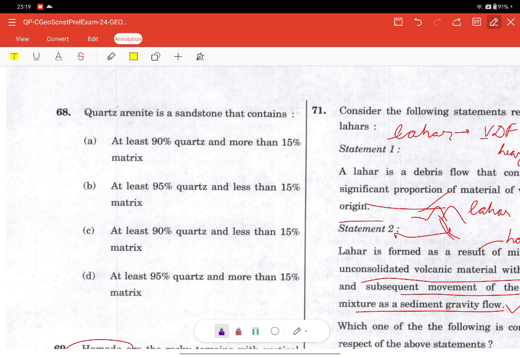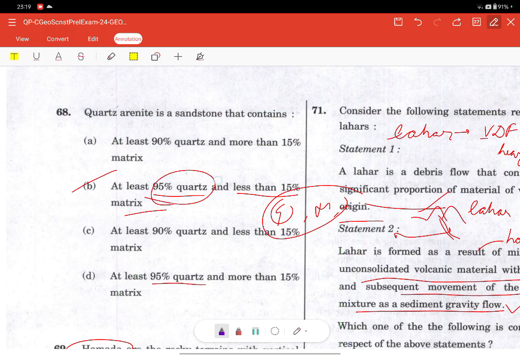Quartz arenite is a sandstone that contains what? Quartz arenite is a sandstone that contains at least 95% quartz and less than 15% matrix. There is this sandstone classification by Dott, 1964, done on the basis of the framework grain composition, the matrix percentage, and the textural maturity. Quartz arenite is the most compositionally mature sandstone, and it can have a cement made up of silica or carbonate.